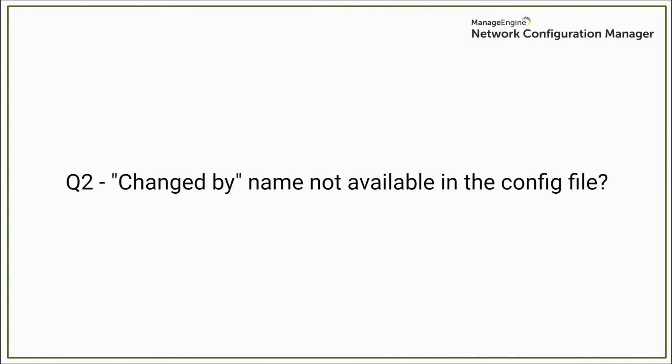Change by name is not available in the configuration file. In Network Configuration Manager, we have some limitations to get the change by information. We are getting the change by information based on the syslog messages sent by the devices. If the device backup happens through the syslog change detection feature, then only Network Configuration Manager is able to capture the change by information. If the device backup happened through a scheduled backup or a manual backup, in this case, Network Configuration Manager fails to get the change by name information.